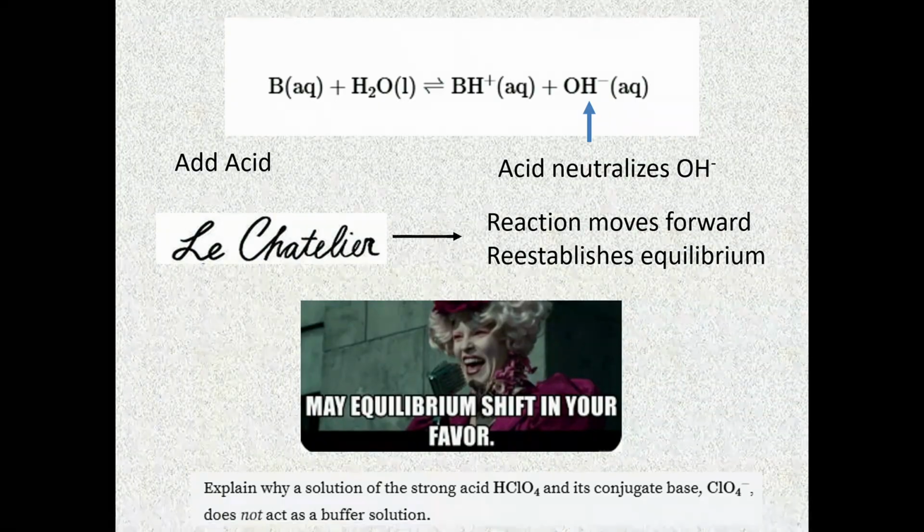But HClO4 and its conjugate base, ClO4 minus, you cannot do this with a strong acid. You can't do this with a strong base because they do not have reversible reactions. And we need something that will shift forward or backward as I mess with the H+.